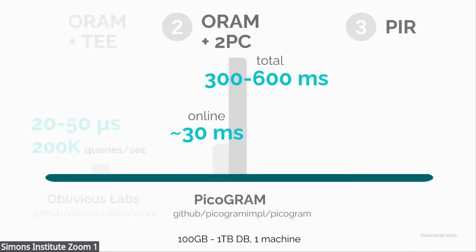Okay. And then for ORAM and 2PC, I guess the state of the art is Picogram. This is a paper that will appear in Crypto 2025. The paper is not out yet, but our open source has been out for a long time. Essentially, there are two ways to look at it. If you only care about the critical path, the online response time, it's only about 30 to 40 milliseconds on this data size. But if you also care about the garbling time, the offline time, including the garbling time and the network time, it's about 300 to 600 milliseconds.